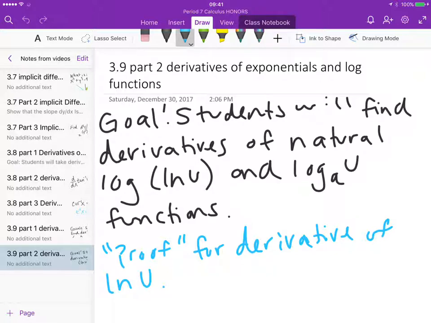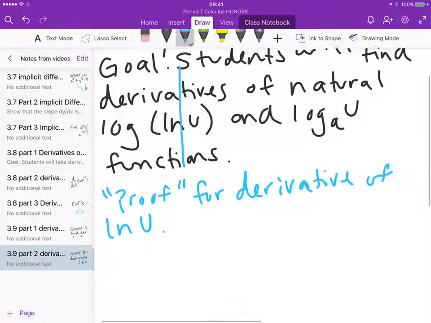And so our goals are to be able to find the derivatives of natural logs, things of ln of u, and then also finding the derivative of log with a base a of u and those types of functions as well. And so we're going to start some things off by looking into our proof for the derivative of the natural log of u.